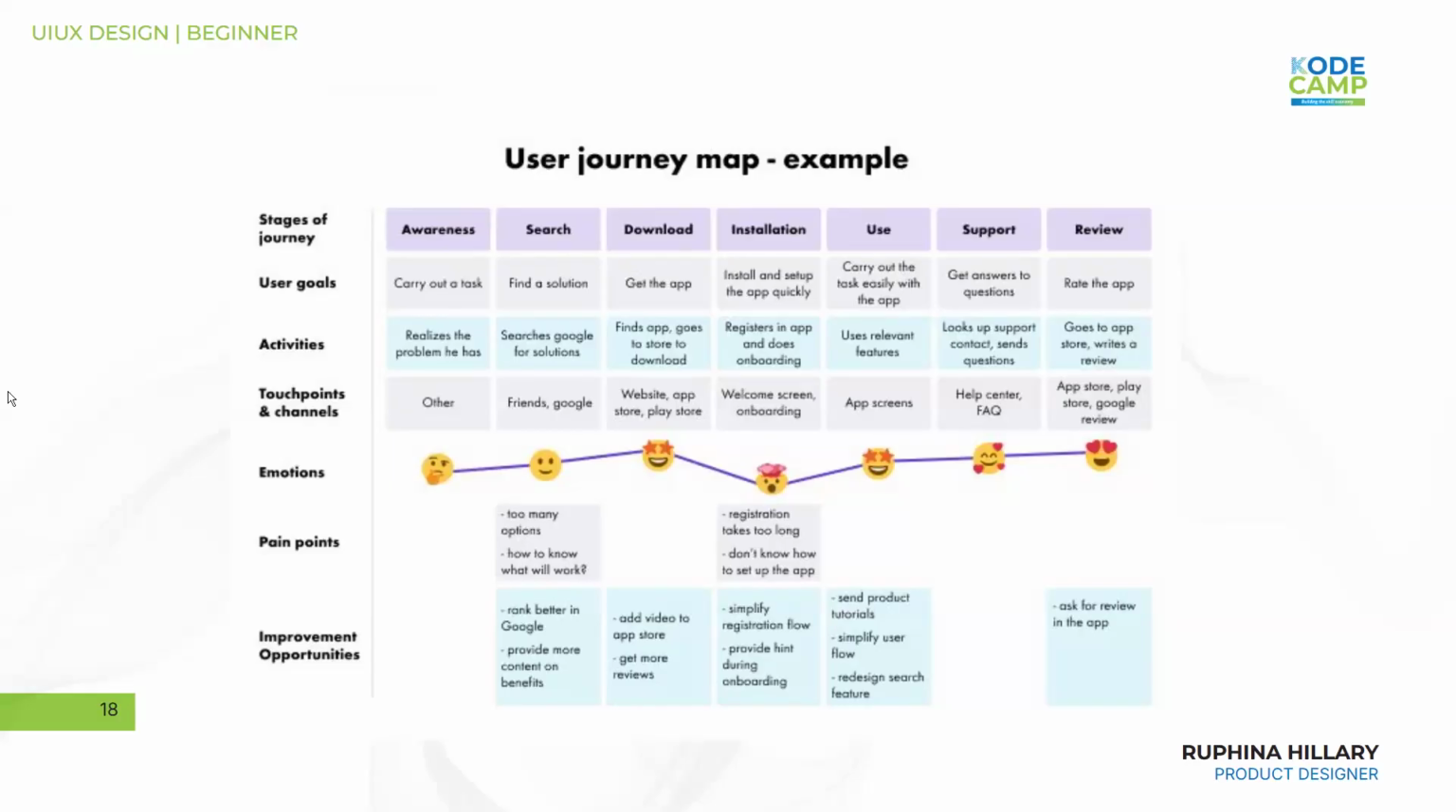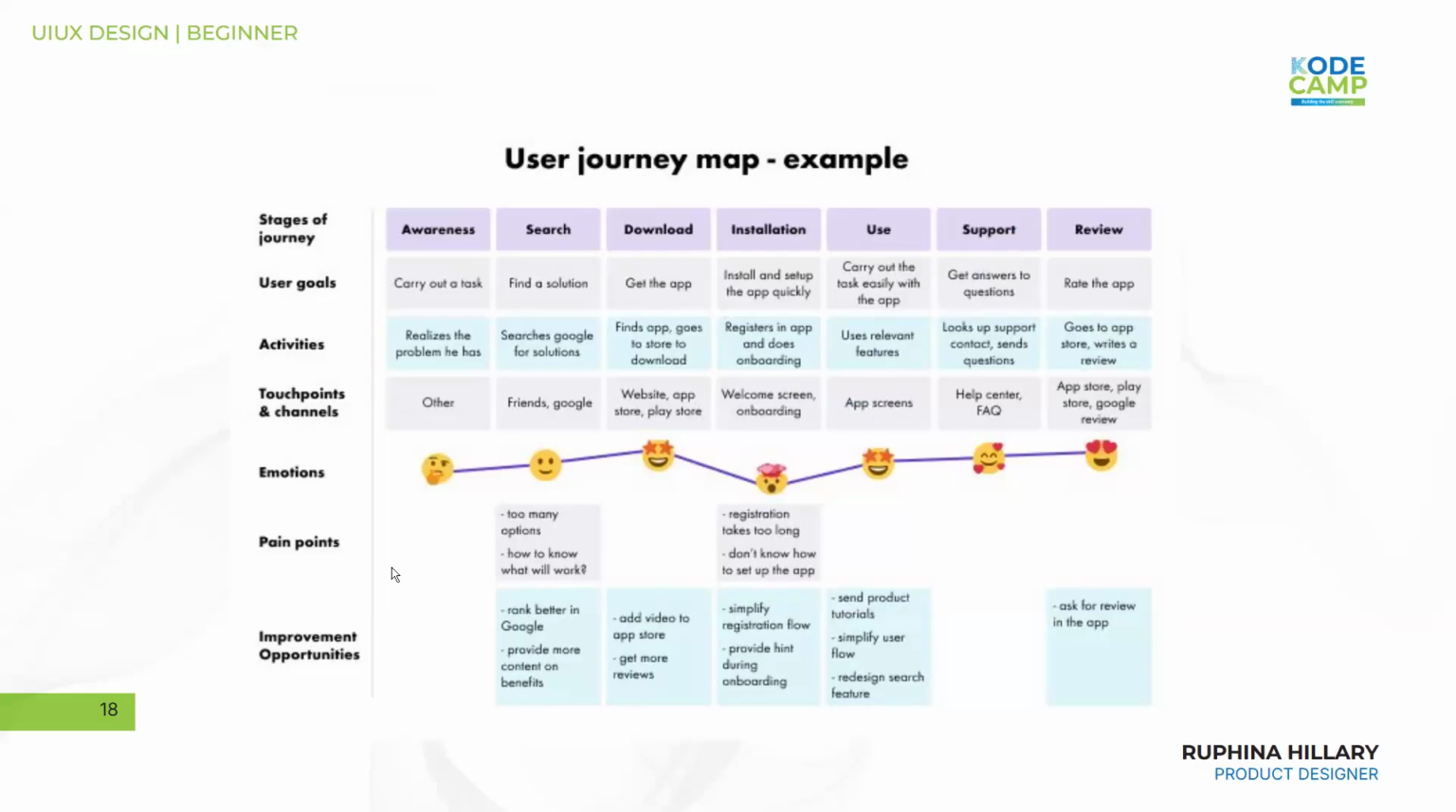So touch points and channels are just different. I don't want to go into details because it will take a lot of our time, but it's just touch points. Like I said, the website where people can download. They can download on the website and on Play Store, on App Store. Installation, they'll see the welcome screen and the onboarding screen after installing it. In use, what are their touch points when using the product? The app screens. That's the screens of the applications.